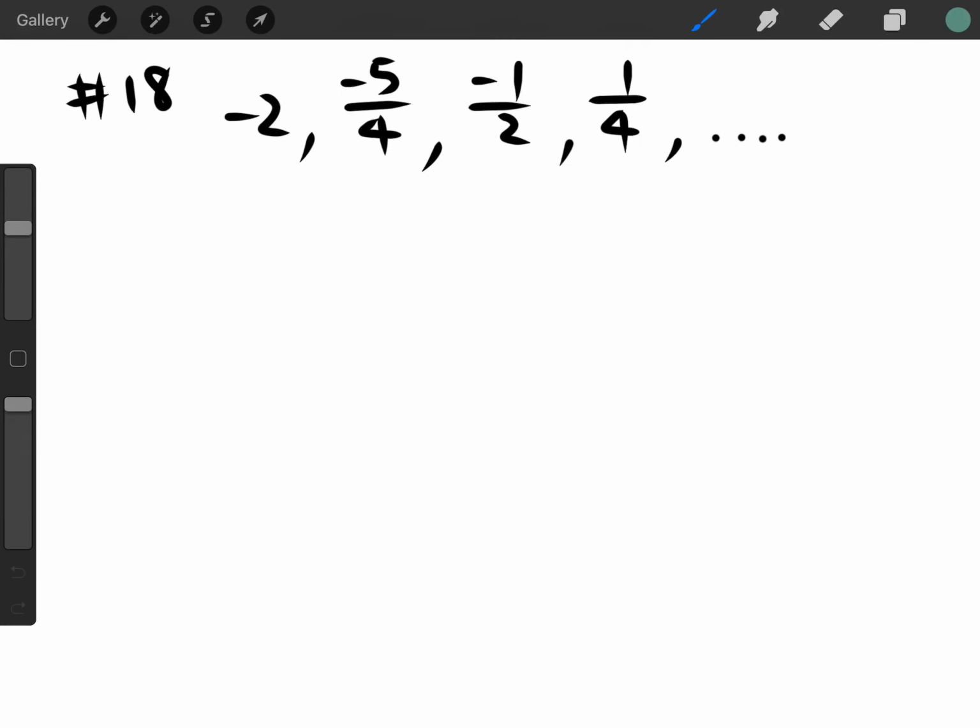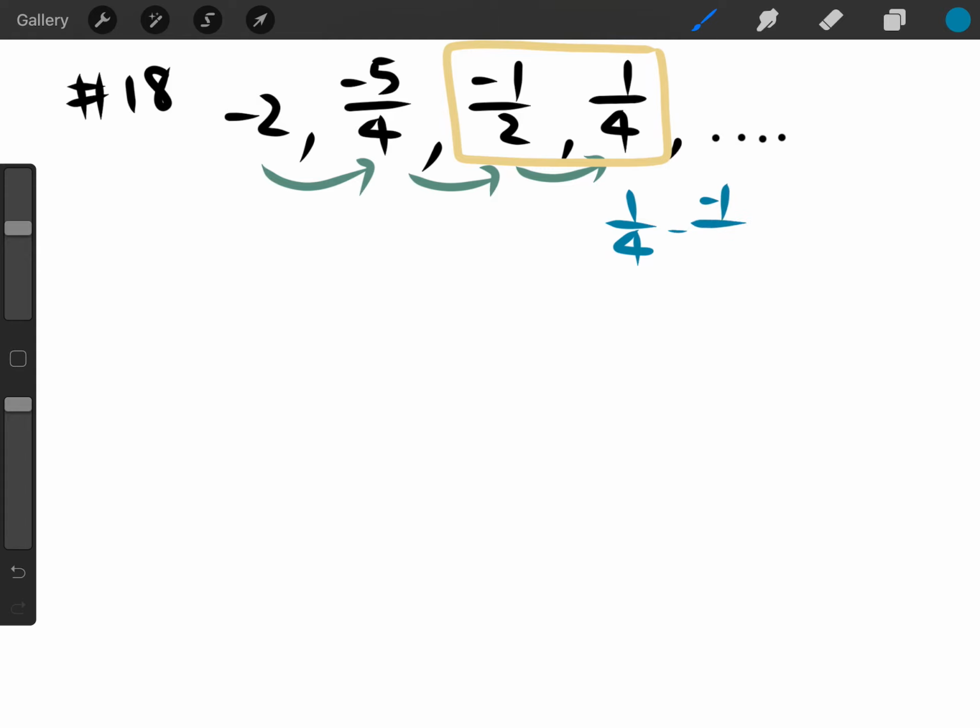All right, so number 18. So let's look for the common difference. The common difference looks like it's all fractions, kind of tedious. So what I'm going to show you guys is that you can just use any two consecutive terms and then use the following term, which is 1/4, to subtract the previous term, which is negative 1/2. Okay, you guys can do the math. So this is going to be 3/4. Okay, 3/4. I'm going to use 0.75 for some parts.